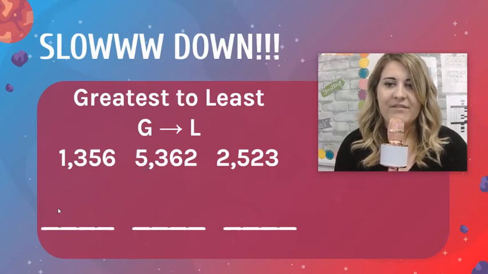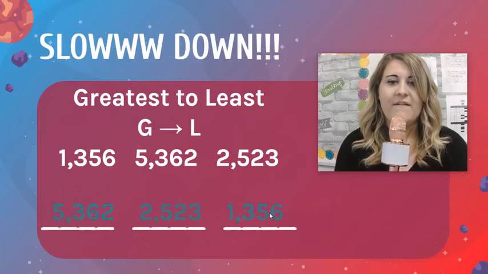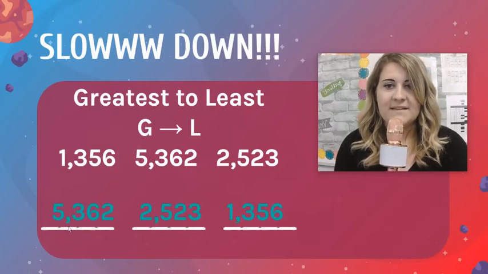So first, we're going to have 5,362 here. Next, we're going to put either 2 or 1. Which one's bigger? The 2,523, that is correct. And then the smallest is 1,356. So now we can put those same numbers in order from greatest to least.